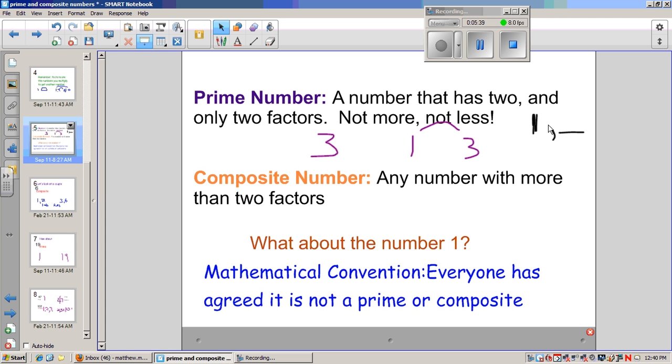Quick review. Prime numbers are numbers that only have 2 factors, and one of those factors is always going to be the number 1. Composite numbers have more than 2 factors. And the number 1 is what we call a mathematical convention. Basically, everybody agrees that it's not prime or composite.